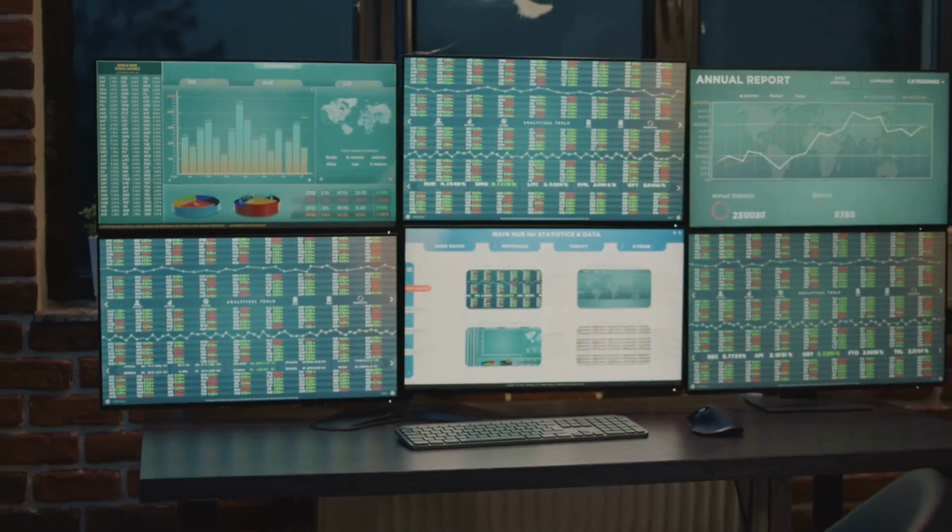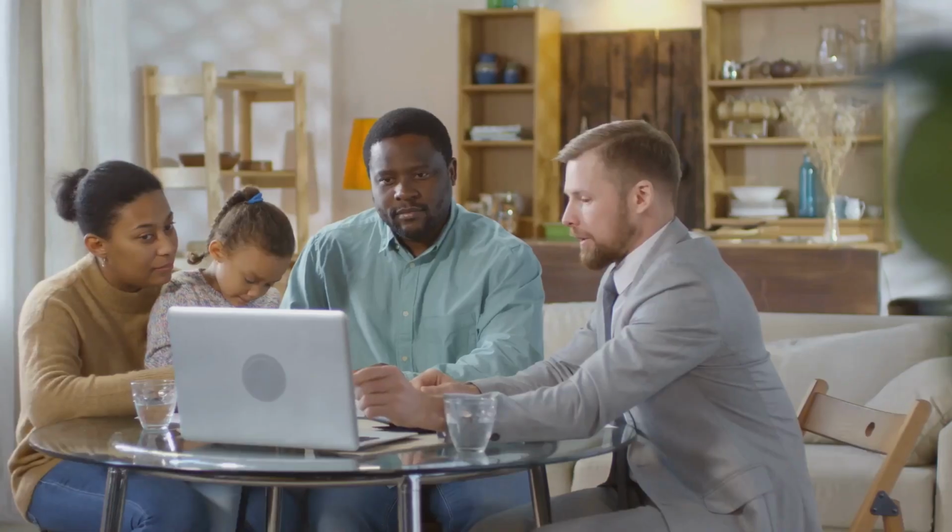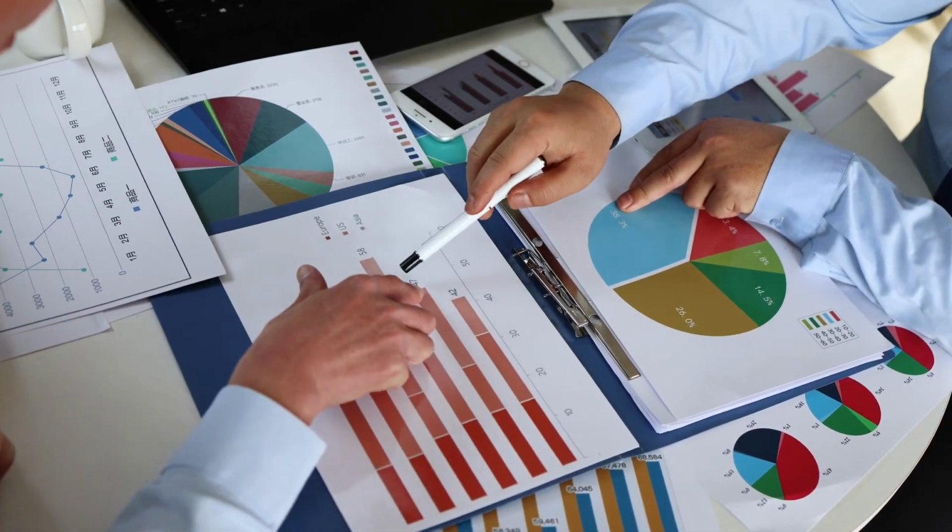Today we're diving into one of the most critical aspects of financial planning: asset allocation. Whether you're saving for retirement, building generational wealth, or achieving financial independence, asset allocation is the foundation of a successful investment strategy. What is asset allocation?